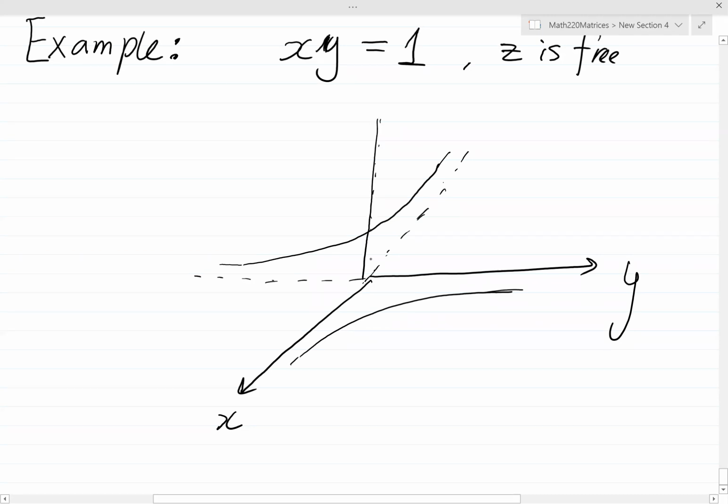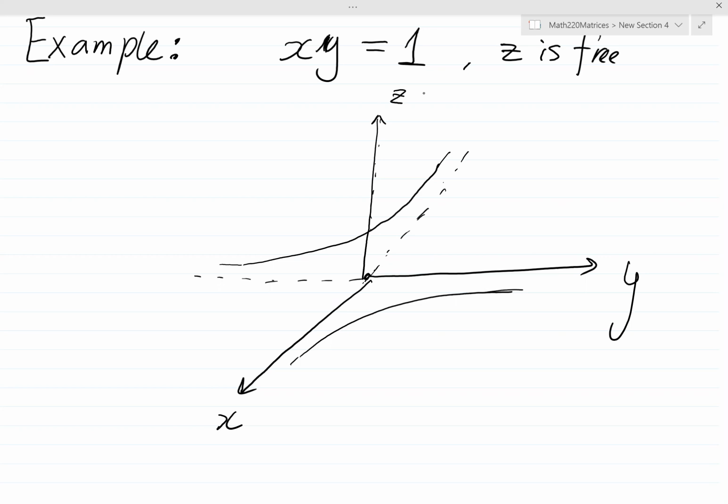Z direction is this. Now, because here the variable z is free, we can lift the curve, the hyperbola on the xy plane, up or down.